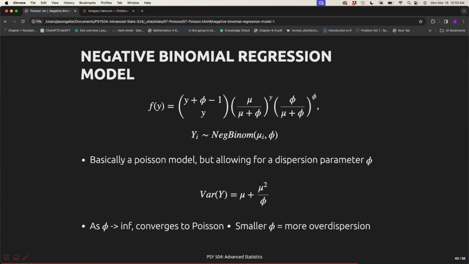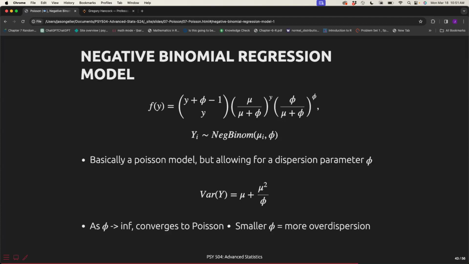What we need to know is that basically it's a Poisson model, but we're estimating this phi parameter. And this phi parameter is important because it is used in the estimation of the variance. In a Poisson model, we don't estimate the variance. In a negative binomial model, we're estimating the variance, based off of the dispersion parameter that's estimated. This is the equation for the variance: we take mu, which is the Poisson part, and then add this quadratic parameterization where we take mu, square it, and divide it by the dispersion parameter. This allows the variance to be greater than the mean, so this is how we're taking into account the over dispersion in our model.